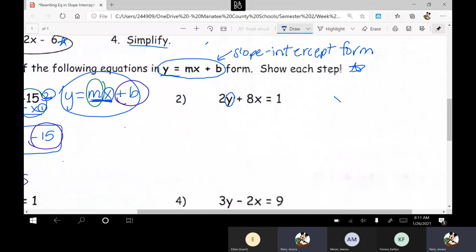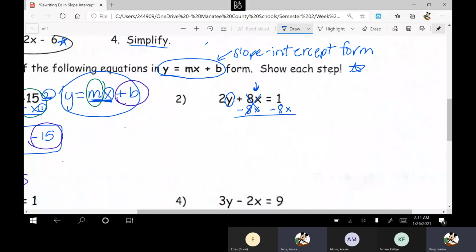And the term with the x here is the positive 8x. So first we're going to move this to the other side by doing the opposite operation. Well, let's look at it. We have a positive 8x. What's the opposite of positive 8x? That is negative 8x, or minus 8x is another way to say it. So minus 8x on both sides, so this cancels out.